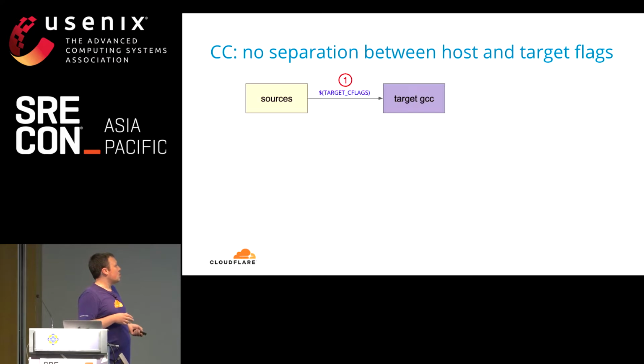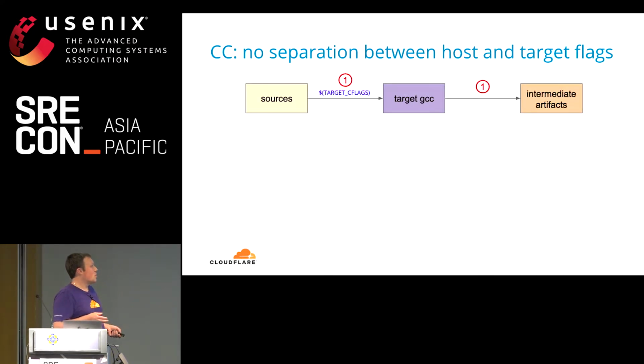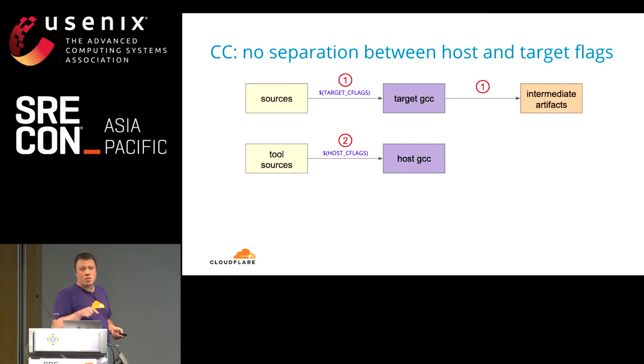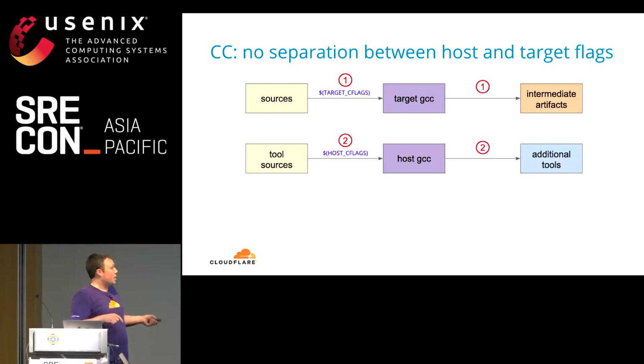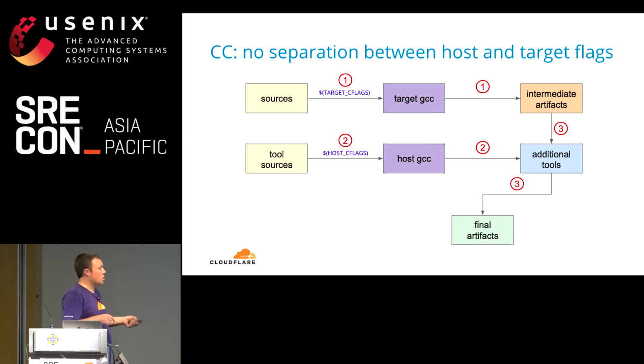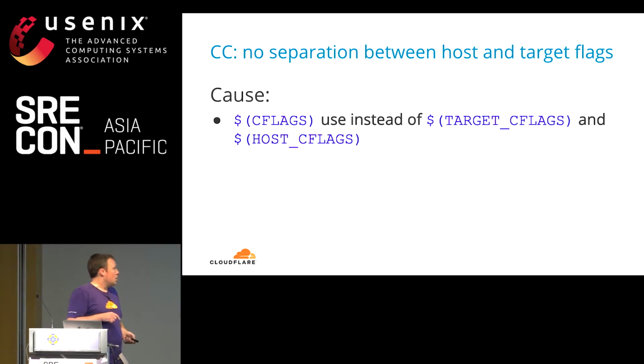You have sources, you have your target GCC cross-compiler, you process the sources, you get intermediate artifacts. Then you have the tools you need. You process it with the host GCC compiler because you need those tools to be used in the build system. You get the output of the compiler, and then at the last step, you process your artifacts with your compiled tools, and you get your final artifacts.